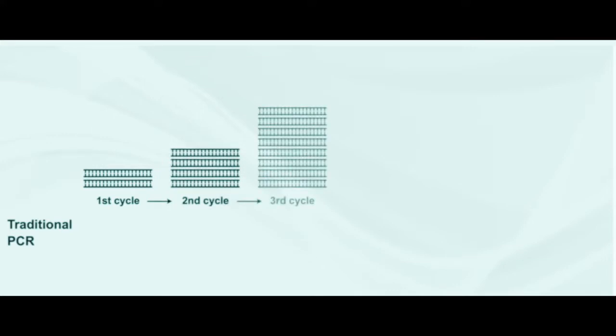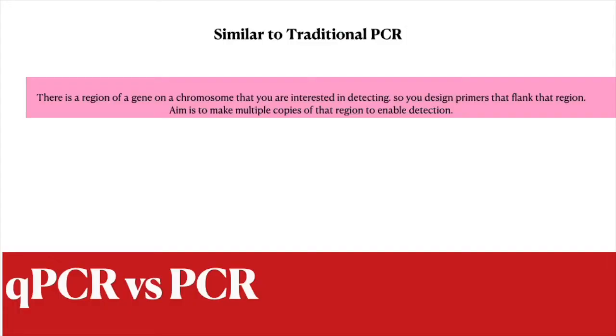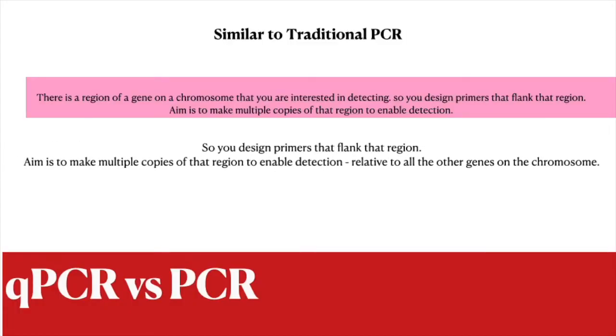A reminder that the primers are designed so that you make numerous copies of that specific region relative to the rest of the other genes in the chromosomes of the genome you're studying or investigating. The primers you design flank the forward and reverse region that you are interested in.